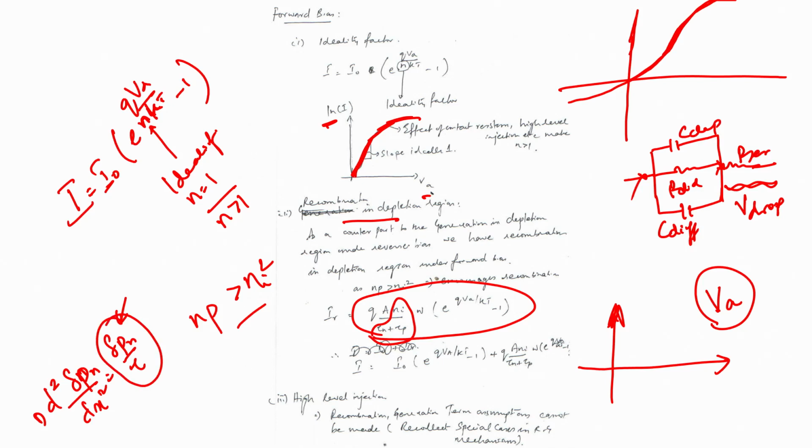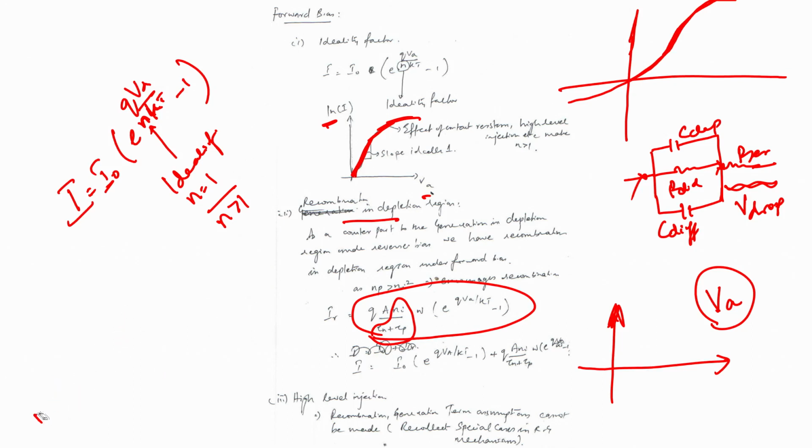So, these are some non-idealities that you must be aware of over all the p-n junction theory we have looked at in this class. With that, we will conclude our analysis of p-n junction.